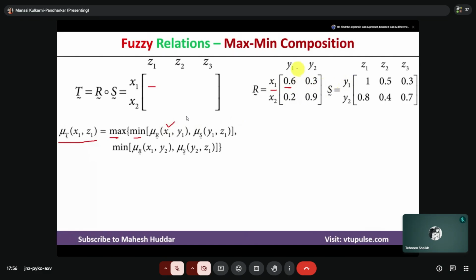The second one is what? We have ended at y1 here. We will start at y1 here. Now y1 to z1. You can notice here, we reach this z1. So what is the value we have here? This is 1. So between 0.6 and 1, we need to get the minimum here.